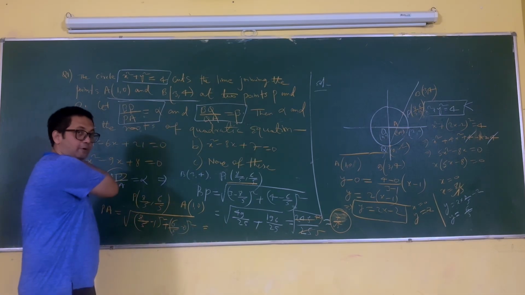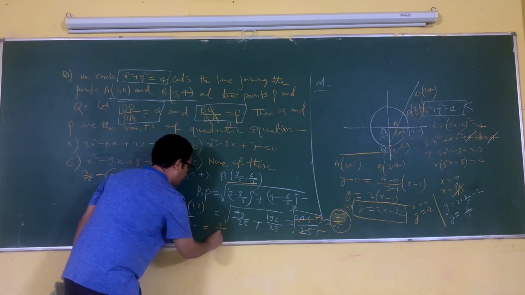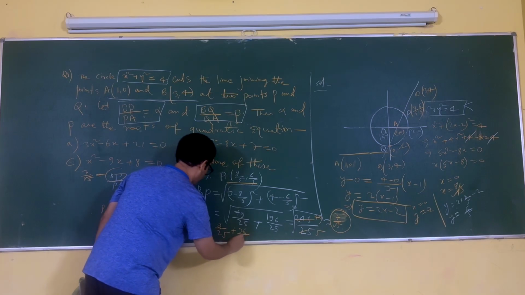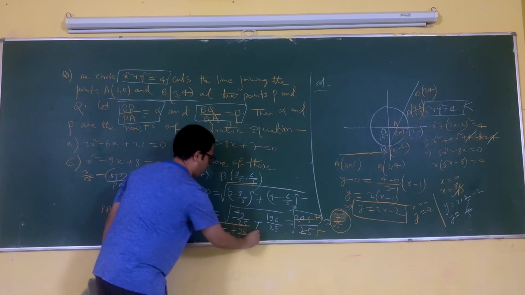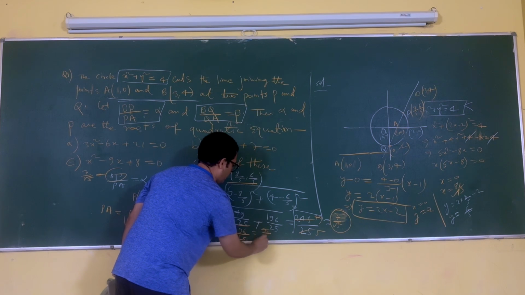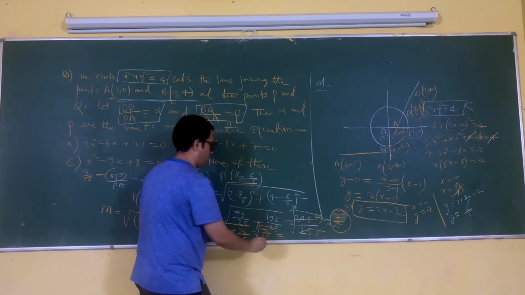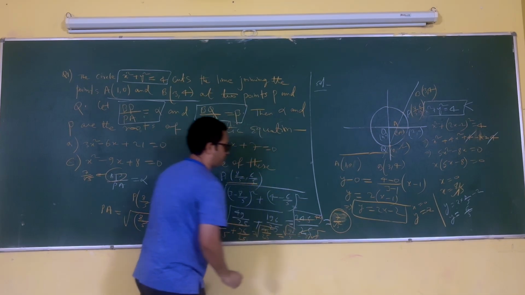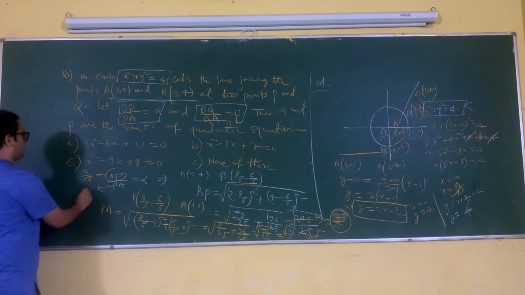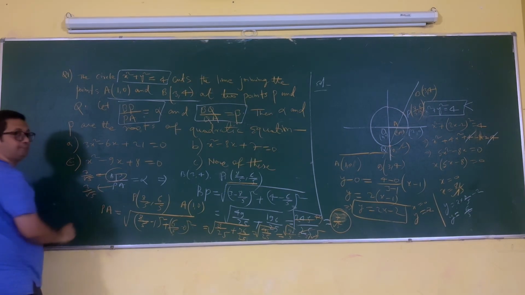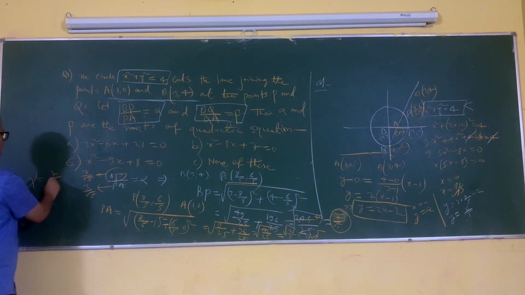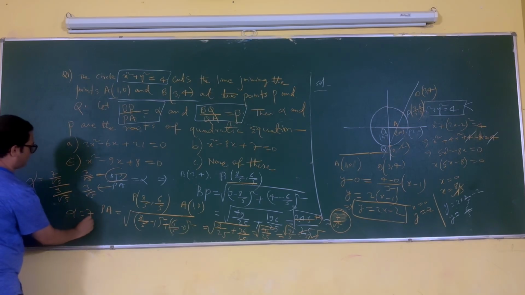8 minus 5 upon 5, so it will be 9 upon 25 plus 36 upon 25 under root. So 45 upon 25, so it will be 9 upon 5, so it will be 3 upon root 5. So we are getting here 3 upon root 5. So alpha is 7 upon root 5 upon 3 upon root 5. So alpha is equal to 7 upon 3.